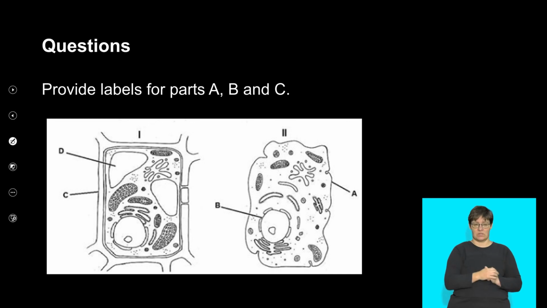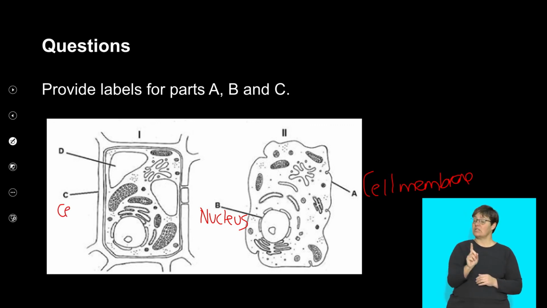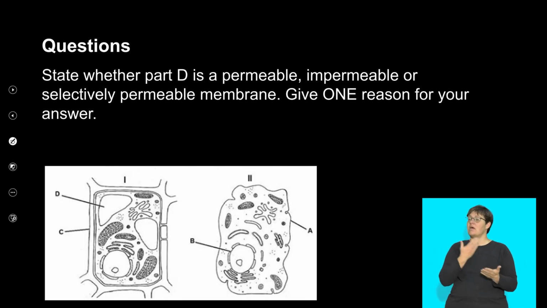The next question: provide the labels for parts A, B, and C. Number A is going to be my cell membrane, because I have one in both my plant and my animal cell. Number B, don't say nuclear membrane, go for the whole organelle. So number B here is going to be my nucleus. And part C is going to be my cell wall. So guys, you need to be able to recognize all the different organelles.